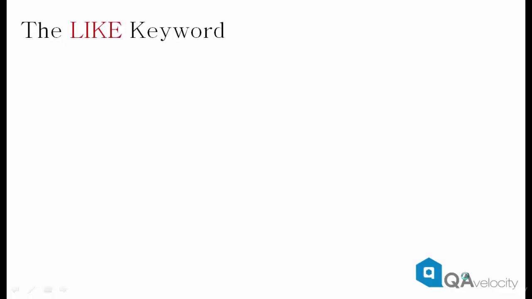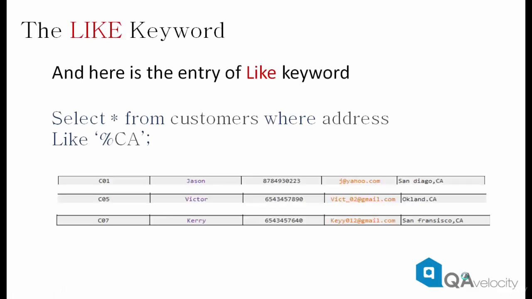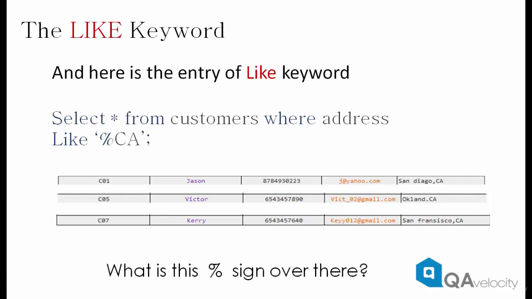And here is the entry of the LIKE keyword. Select star from customers where address like California. And finally, using the like keyword, Jeff can get all the state values that end with California. If you see the results, Jason, Victor, Katie live in different cities of California, but their address ends with CA. This is why select is returning the values.